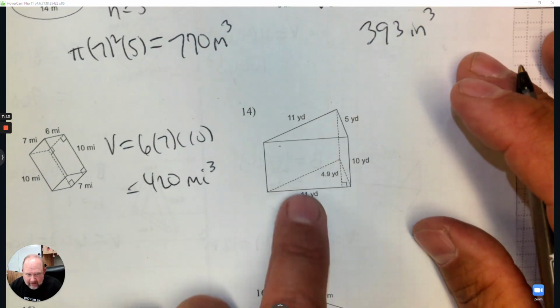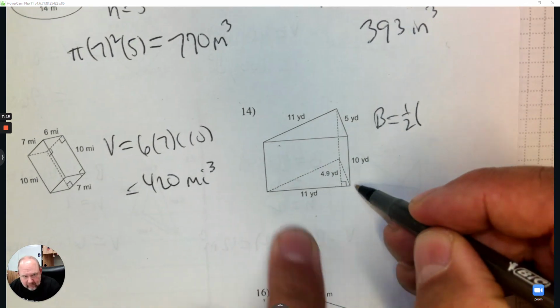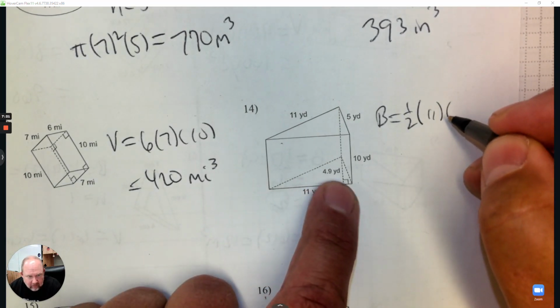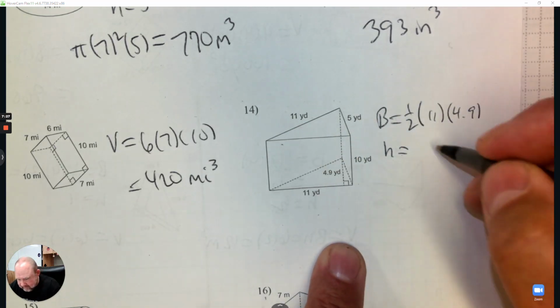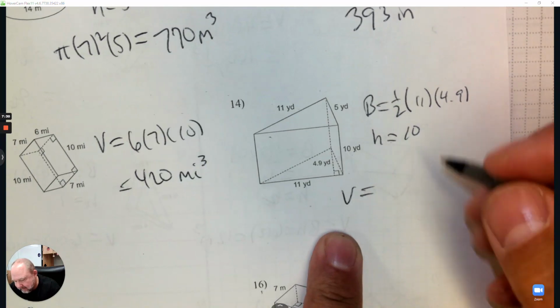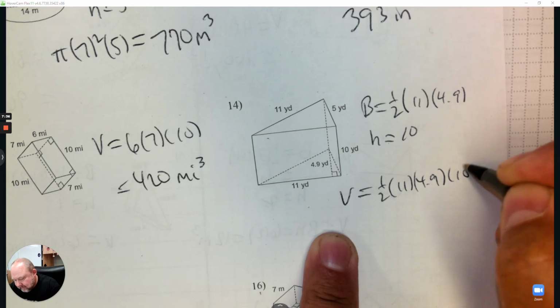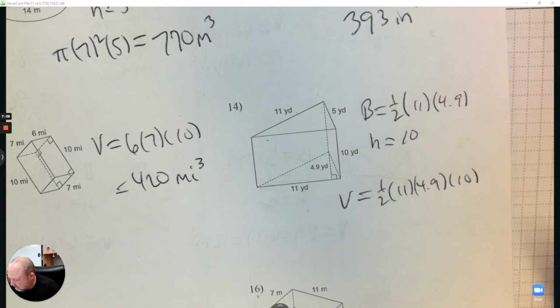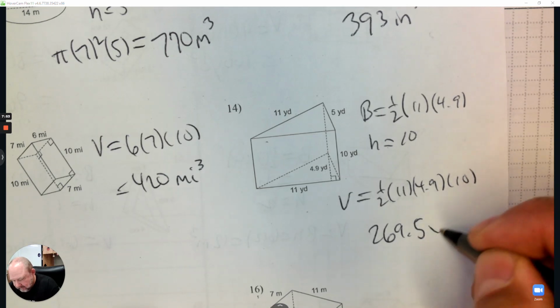What's this? This is a triangular prism. So I need to find the area of the triangle. So just the triangle, the base is 11, and just the triangle on the bottom, the height is 4.9. Then the distance between the triangles is 10, and then the formula is to multiply that together. So it's 1/2 times 11 times 4.9 times 10. Multiply it together. And I get 269.5. And that's yards cubed.